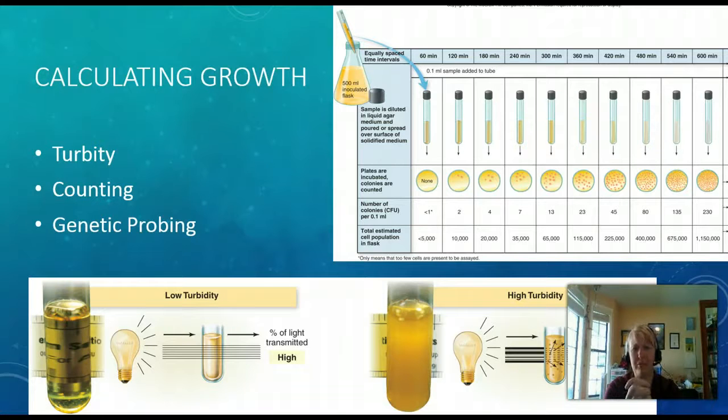The last is genetic probing. This is a lot more involved process, a lot more expensive. In this case, we use RNA to determine how many cells are present. So it's really accurate. It's also really expensive. So that's where we go from here. So turbidity is the easiest and the cheapest, to genetic probing is the most expensive and to an extent time consuming. So that's the three different areas.